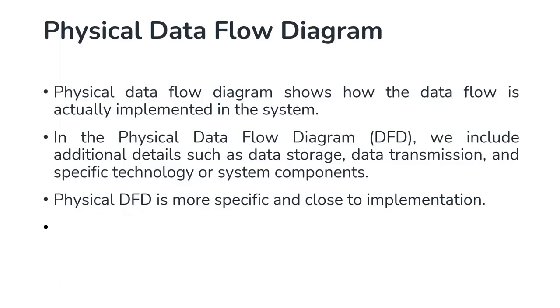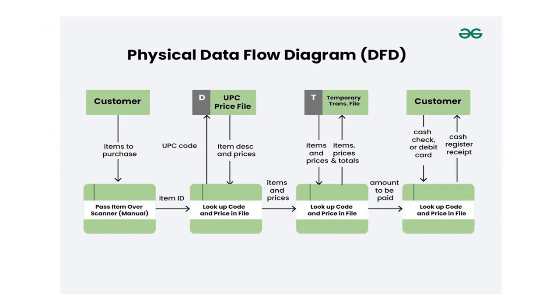So now we come to the physical data flow diagram. A physical data flow diagram shows how the data flow is actually going to be implemented in the system. In a physical DFD, we include additional details such as data storage, data transmission, and the specific technology or system components that are going to store that data. So a physical DFD is more specific and closer to the implementation.